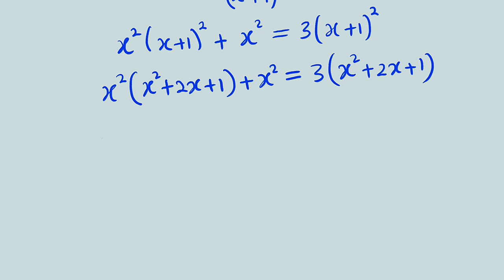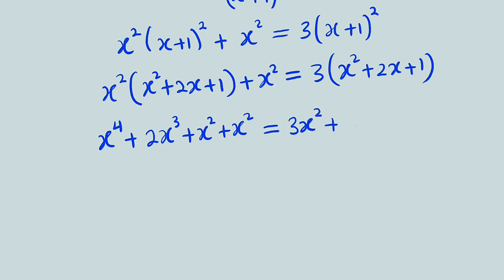x squared times x squared is x to the power of 4, plus x squared times 2x will give us 2x to the power of 3. Then x squared times 1 will give us x squared. Then we have x squared outside. To the right hand side, we have 3 times x squared is 3x squared, plus 3 times 2x will give us 6x. And finally, we have 3 times 1 is 3.